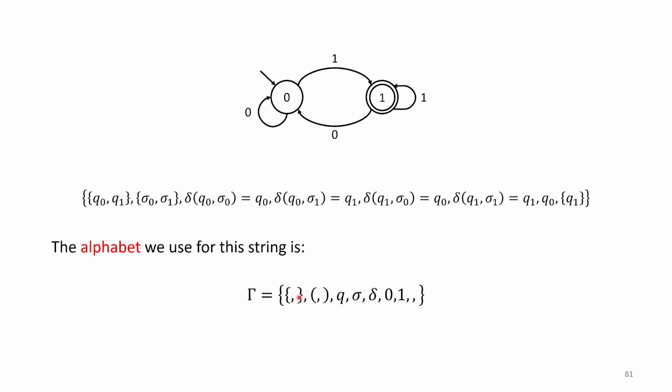This alphabet has open braces, open brackets, Q, sigma, delta, 0, 1, and a comma in there as well. So this is a pretty complicated alphabet. We might say, hey, the language that I'm computing on is not over this alphabet. It has to be over the binary alphabet.